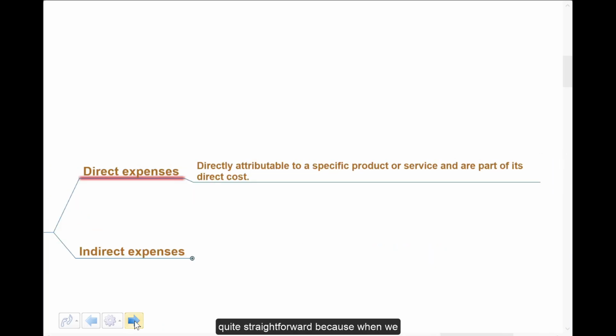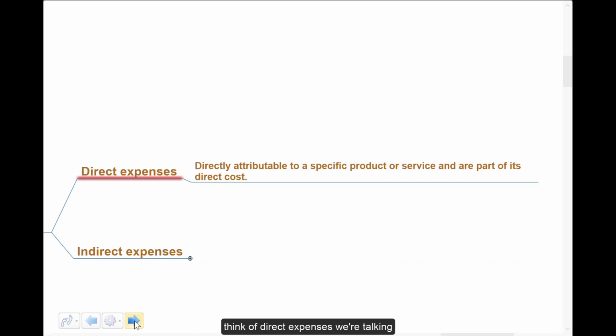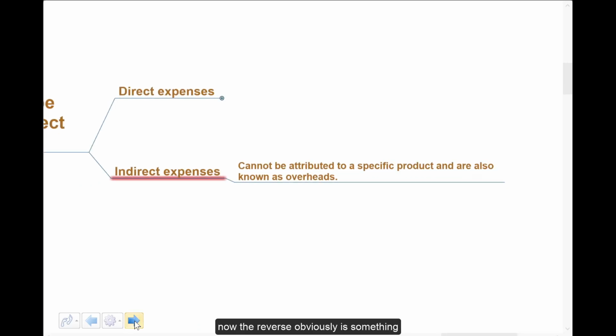The classification is quite straightforward because when we think of direct expenses, we're talking about expenses that are easily and directly attributable to a specific product or service. Let's say, for example, a component, part, or element of a product. Now, the reverse, obviously, is something that is indirect. In other words, it cannot be attributed to a specific product, also known as overheads, generally speaking. Okay, but also, obviously, you could have something that was a direct overhead.